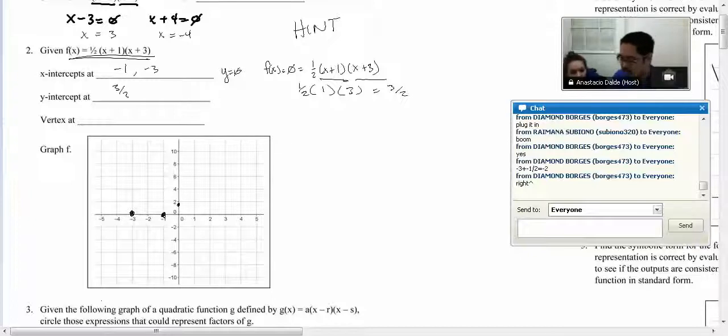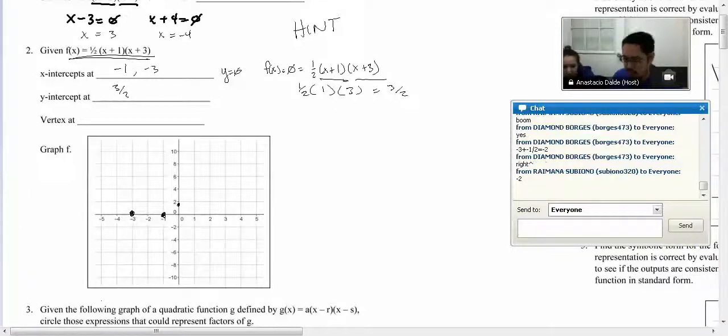-1, I'm guessing, because it's in the middle. -1 is not it, but that's close. To the right. -2? Yes, exactly. Well, the axis of symmetry is -2.